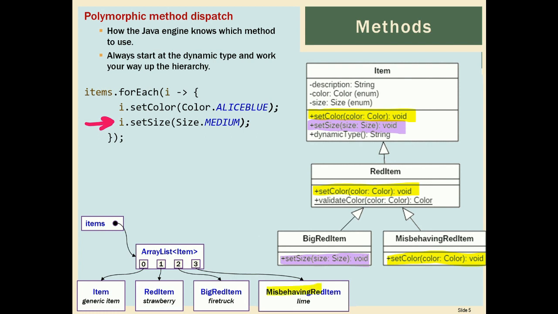And lastly, when we have the misbehaving red item, it looks here for the method, doesn't see it, goes up to its superclass, doesn't see it, and goes up to its superclass, the item class, and there it finds the method and it runs this code right here. So hopefully this has given you a good understanding of how polymorphic method dispatch works. And you can use this when you design your classes very well to ensure the kind of behavior you expect.